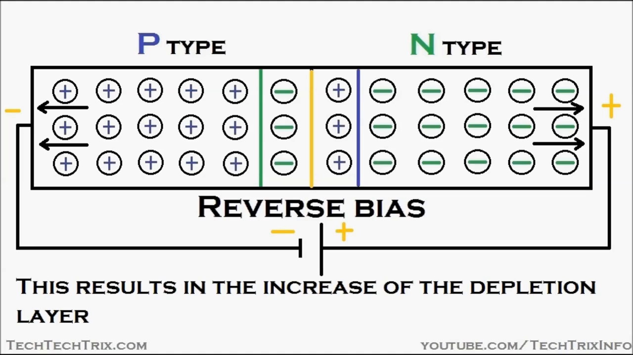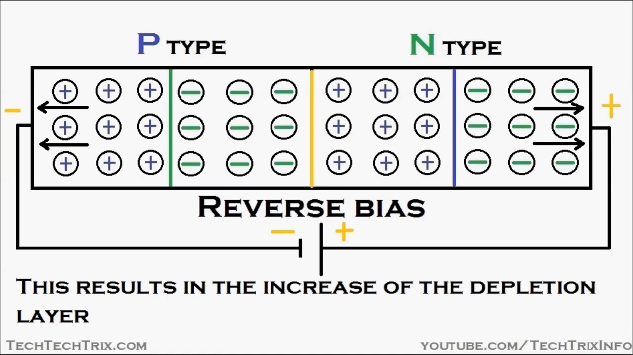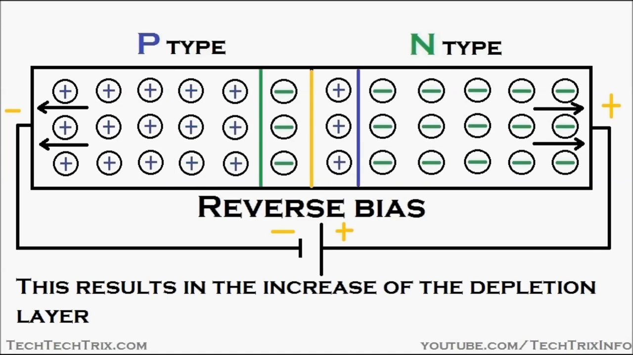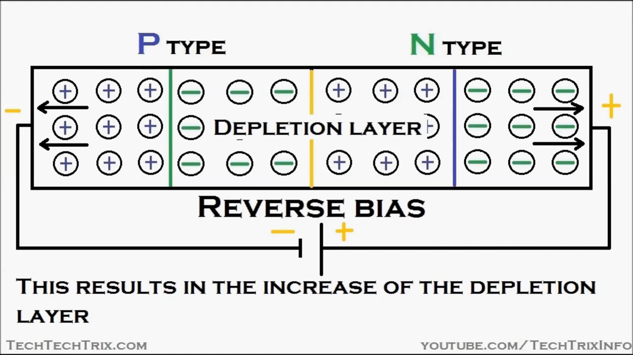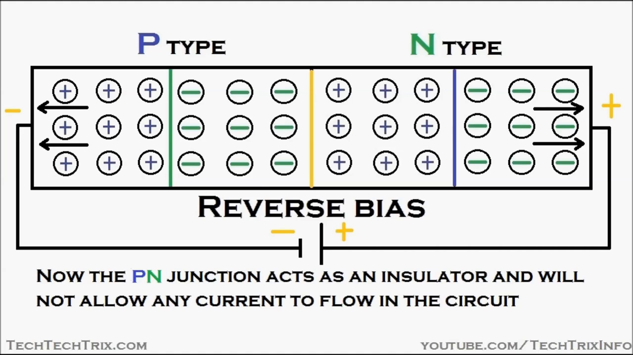This results in the increase of the depletion region, the depletion layer, or the space charge region, because you can see the repulsion of the electrons and the holes is happening against the space charge or the depletion layer. That's the depletion layer over there. Now the PN junction acts as an insulator and will not allow any current to flow in the circuit. So this depletion layer will be acting as an insulator and will not allow the flow of electrons or holes in that region.